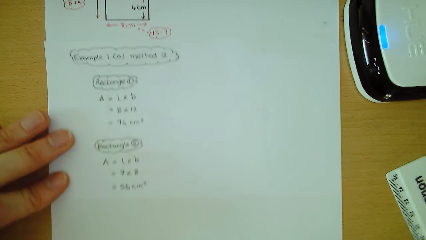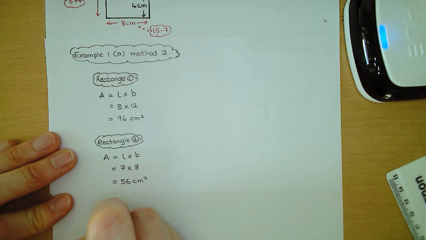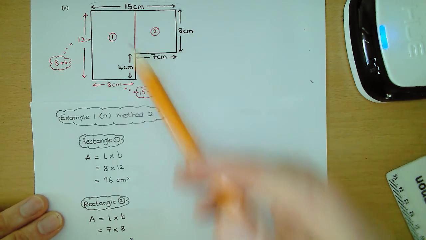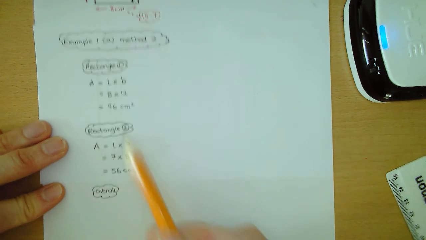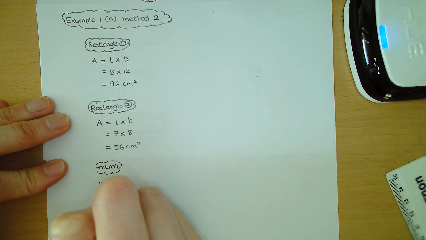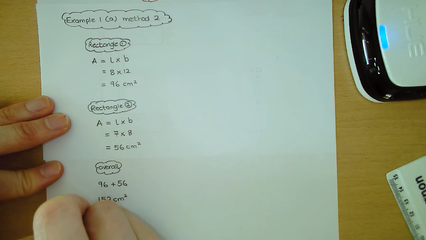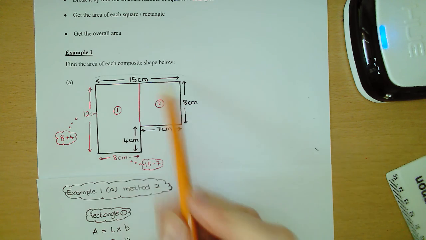Now we're going to get the overall area, so we put a title again, overall. And to get the overall area, remember in this case, we're adding the two separate areas. So we're adding 96 and 56. So add your 90 and your 50 is 140. 6 and 6 is 12. So 140 plus 12 is going to give us 152. And the units are going to be centimeters squared. And again, that's exactly the same answer that we got before when we split up the composite shape differently.